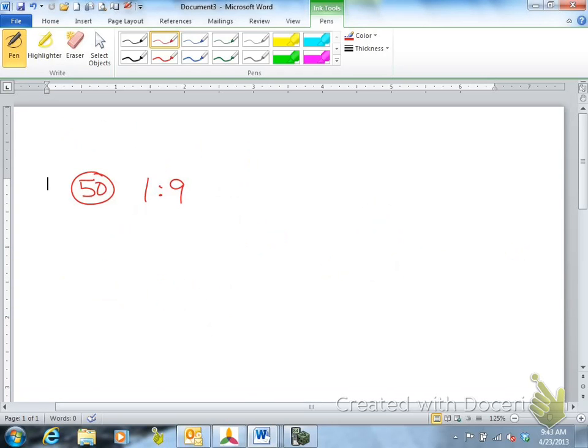Number 50 says the odds that an American is of English ancestry are 1 to 9. What is the probability that an American is of English ancestry?